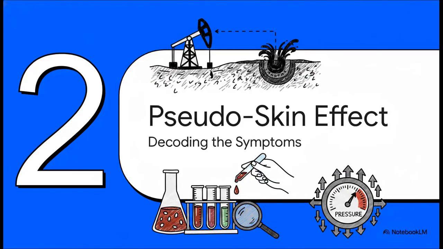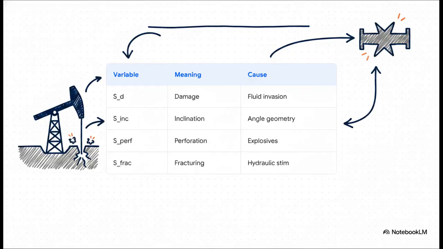Now that we know the diseases, we've got to measure them. That brings us to Section 2, decoding the pseudo-skin effect. Think of this as the critical blood work phase of our diagnosis. Now, what's really interesting here is the math. It totally demystifies a highly complex concept used by engineers. They use something called the skin effect to calculate exactly how much production is being restricted.